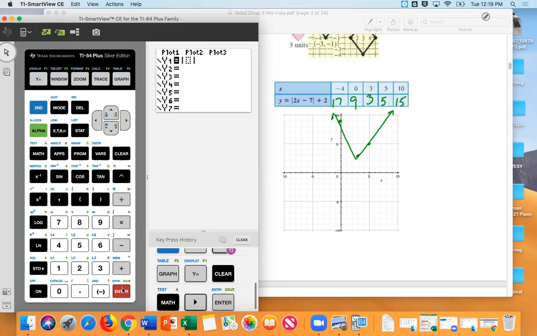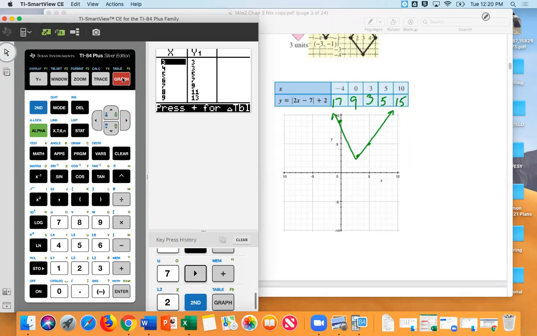All right, so I put it in. Notice I got my 2 bars. Some of you guys might just have ABS in there. Now I'm going to go ahead and do 2x minus 7. Now I need to get outside. So I'm going to hit the over button. Notice it's blinking outside. And I click plus 2.